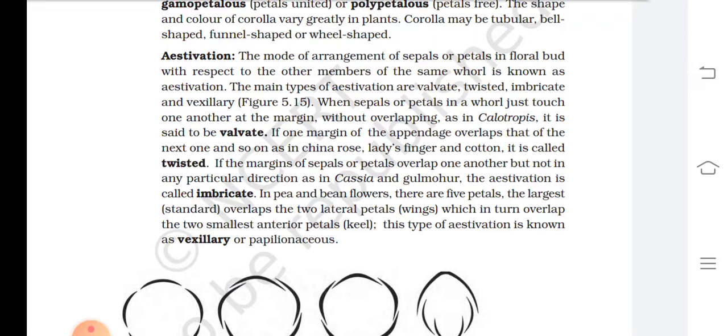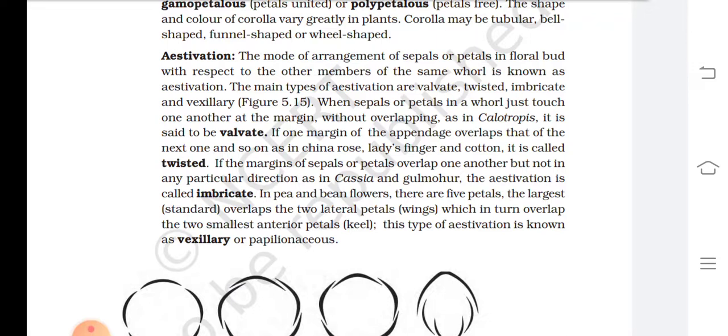If one margin of the appendage overlaps that of the next one, and so on, as in china rose, lady's finger, and cotton, it is called twisted. If the margins of sepals or petals overlap one another but not in any particular direction, as in cassia and gulmohar, the estivation is called imbricate.